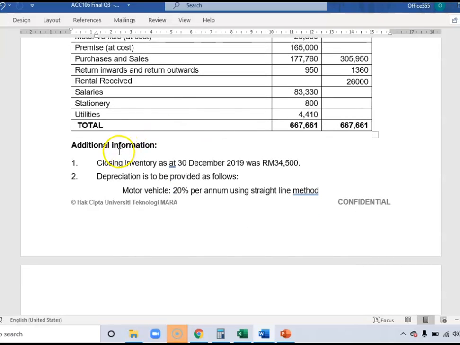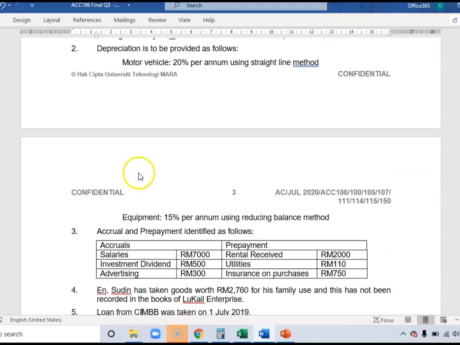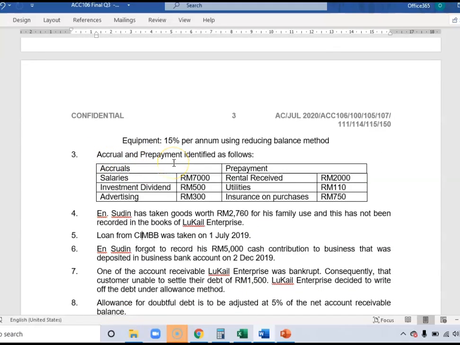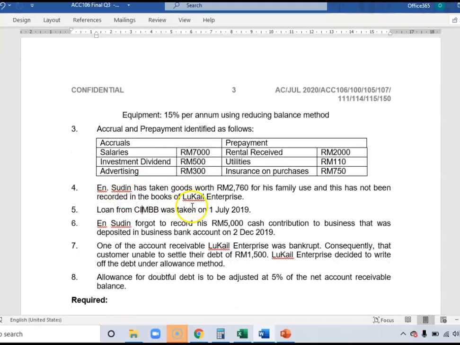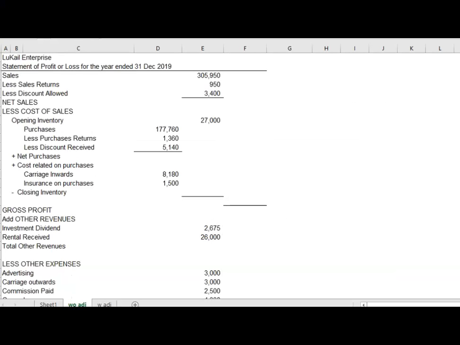Okay, then we have the closing inventory, depreciations, accruals and prepayments, some of the daily adjustments, and last the account receivables adjustment. During the examinations, we have very limited time, so what I would do is prepare the statement of profit or loss and also the statement of financial position without the adjustments.